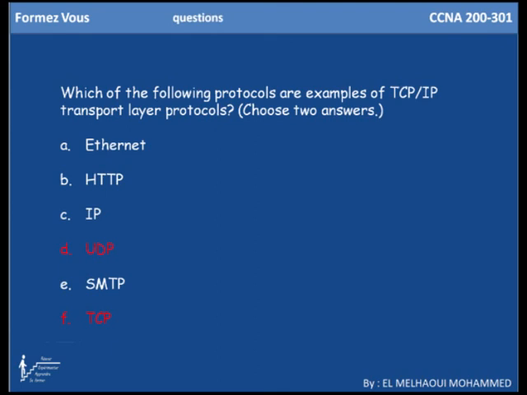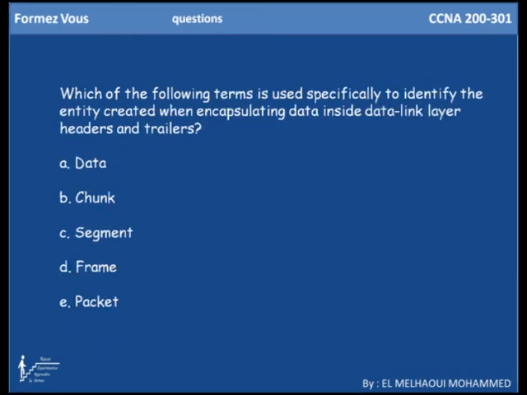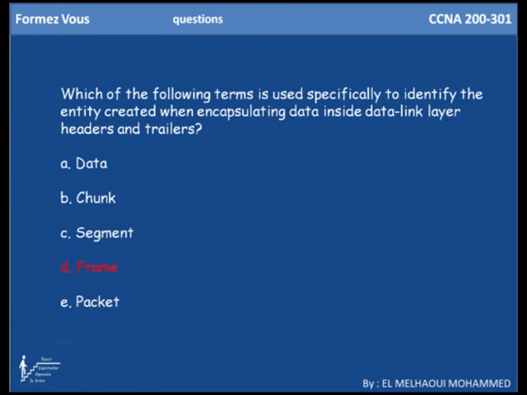Question 2, which of the following terms is used specifically to identify the entity created when encapsulating data inside data link layer headers and trailers? I'll give you a few seconds to answer. The correct answer is D. Yes, a frame. Like I said before, segment refers to the messages created on the transport layer, packet for the network layer, and frame for the link layer, okay?